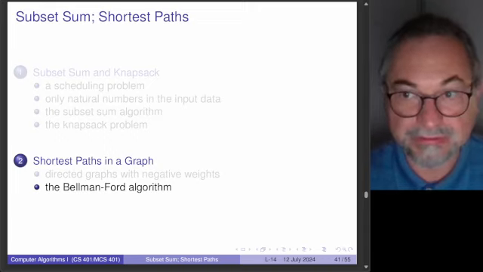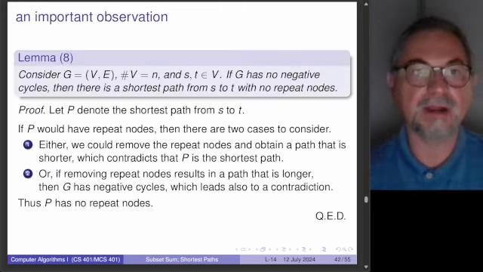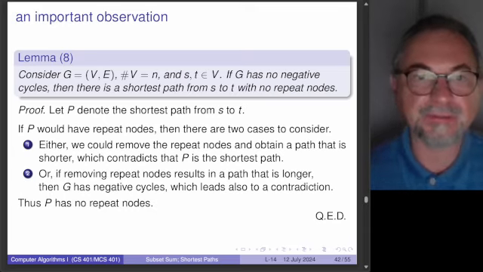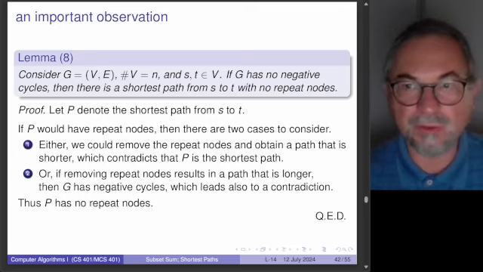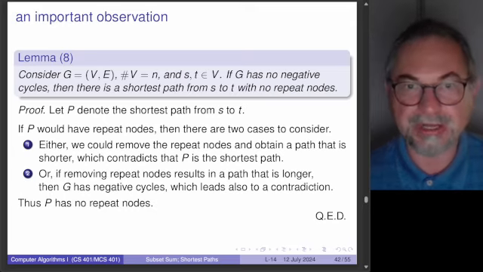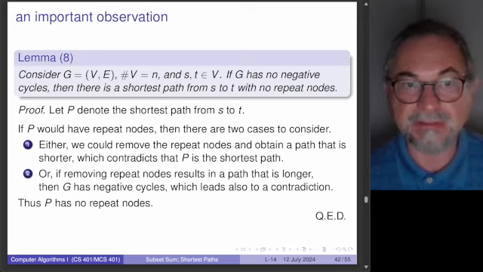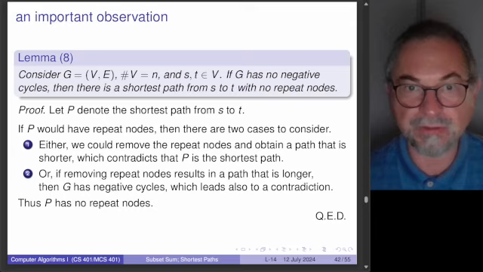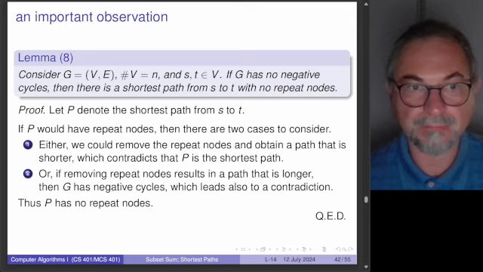Let's then introduce the Bellman-Ford algorithm, which was considered one of the first applications of dynamic programming. Let's observe that in a graph with n nodes, with a source and a target, if there are no negative cycles, then there is a shortest path that visits every vertex only once, that means it has no repeat nodes.